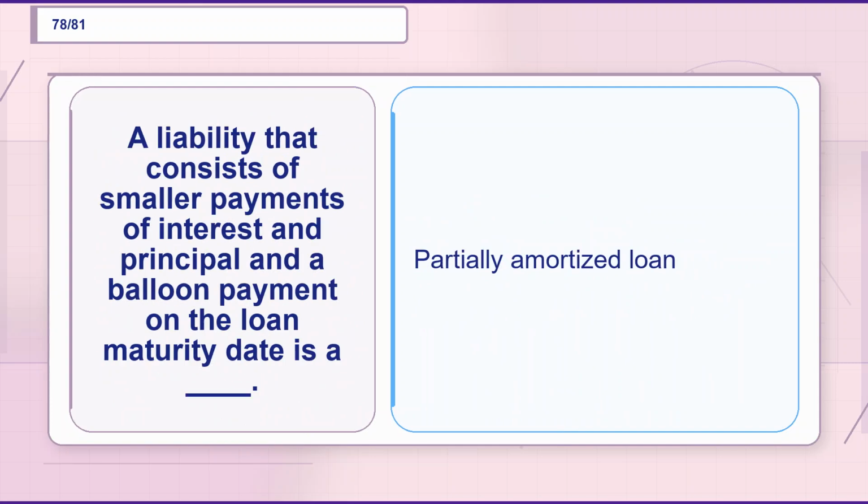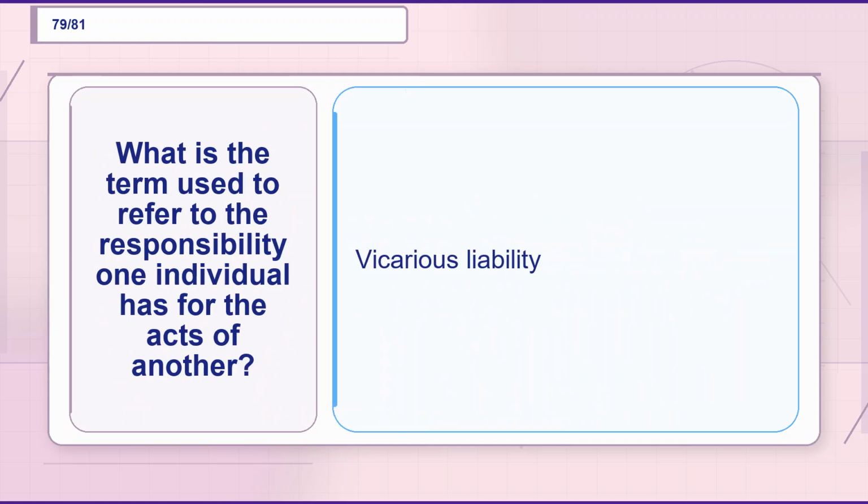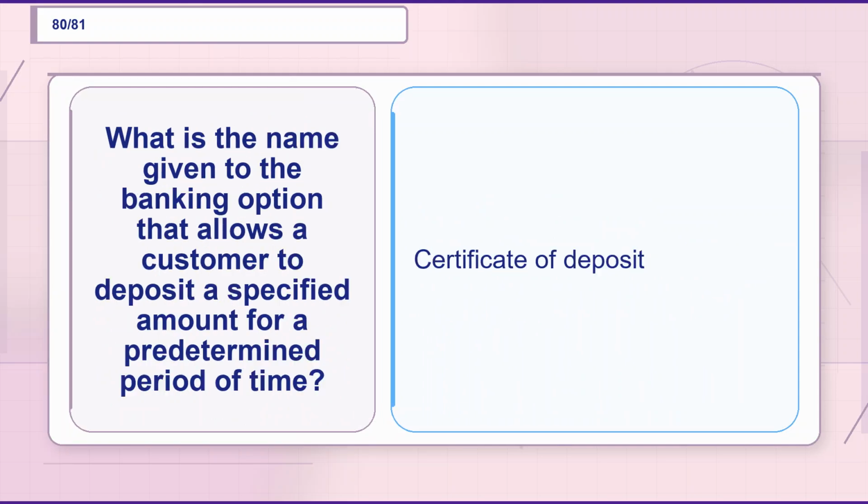Flashcard 78. Term: a liability that consists of smaller payments of interest and principal and a balloon payment on the loan maturity date is a blank. Definition: partially amortized loan. Flashcard 79. Term: what is the term used to refer to the responsibility one individual has for the acts of another? Definition: vicarious liability.